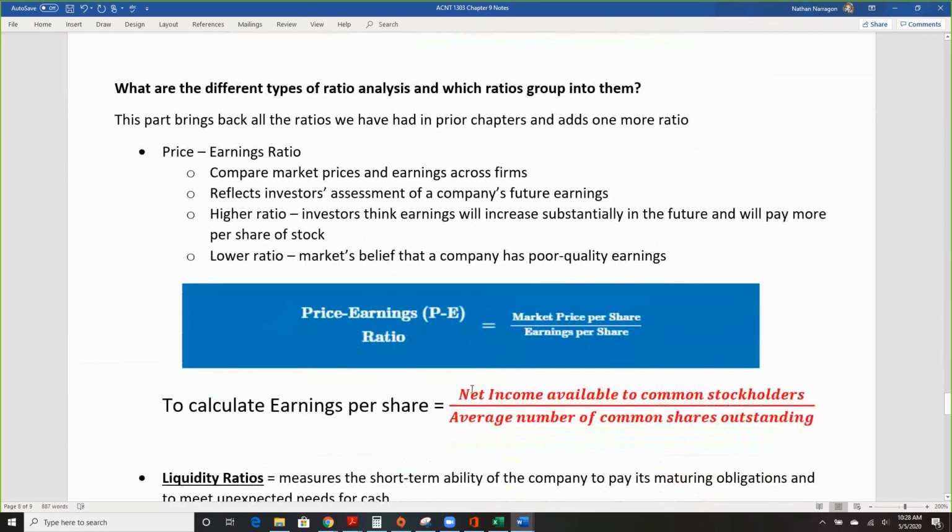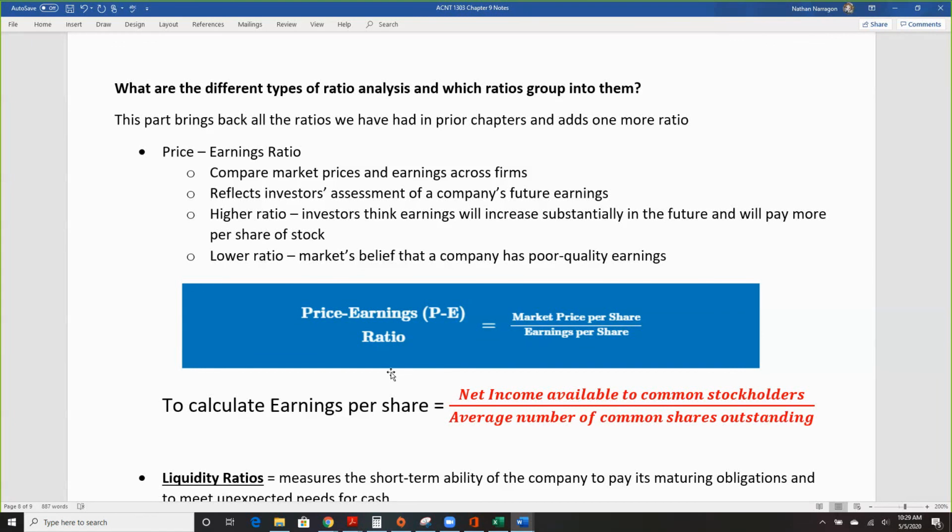So this chapter, again, is the formula chapter. It is bringing back every formula that you have ever done in this course. So basically, keep an eye on those, and it brings you one more. So, one more ratio, and that's the price-earnings ratio, which basically compares market prices and earnings across firms, basically companies. It reflects investors' assessment of the company's future earnings. So again, what do investors think of how well you will do?